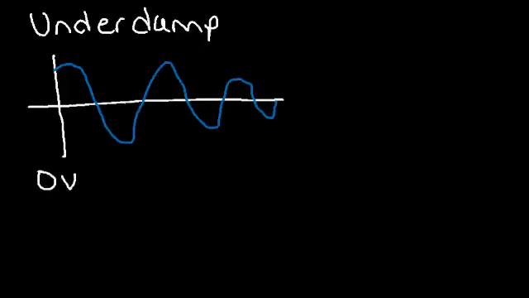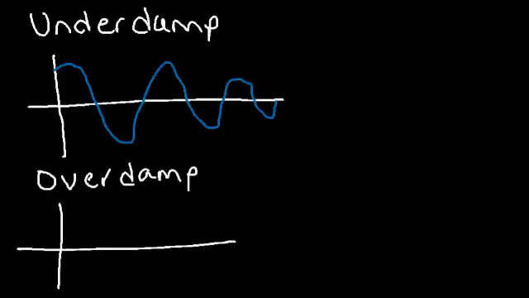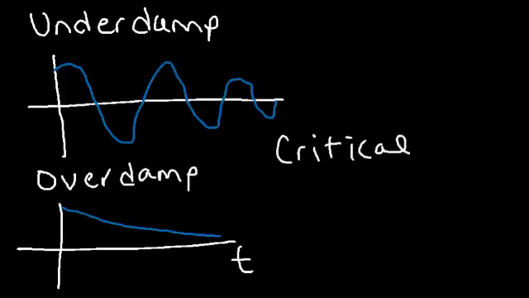Now, if it's over-damped, it won't get the chance to make multiple cycles. Within its first cycle, it's going to lose all of its energy and go to zero. But it's going to take a long time for it to do that. And then there's critical damping, where it reaches zero faster and it doesn't make multiple cycles.